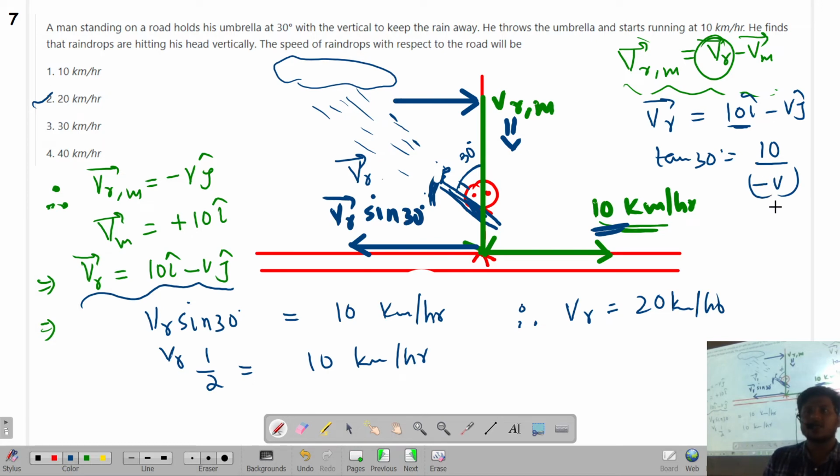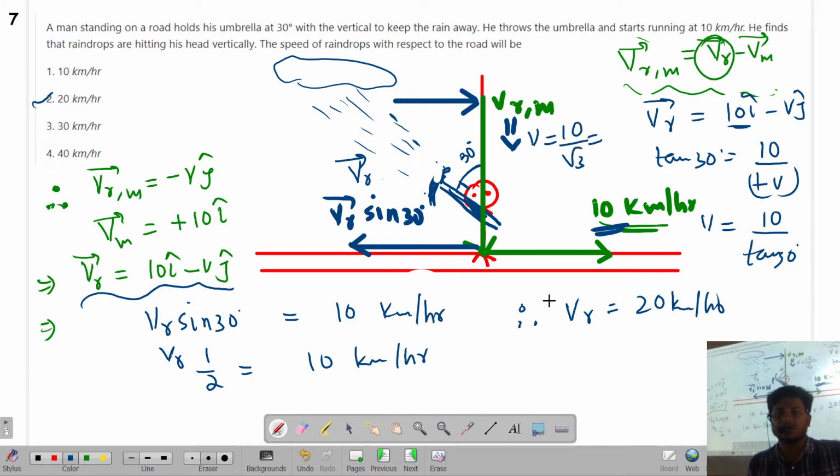But in the topper and this net prep, wherever this solution is given, they have taken this to be positive. They didn't consider this to be negative. When they consider it positive, we need to go to the third quadrant, and therefore their solution is a little bit wrong. But from here also I'll get the same answer. If I consider it to be positive, V is going to be 10 by tan 30, and therefore velocity of rain with respect to man is 10 by 1 by root 3, which is equal to 10 root 3 kilometer per hour.